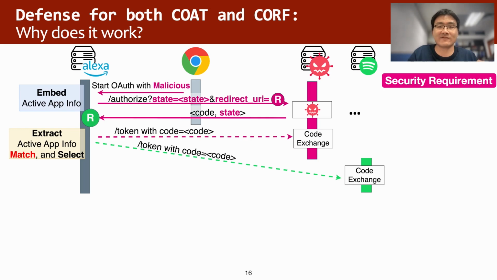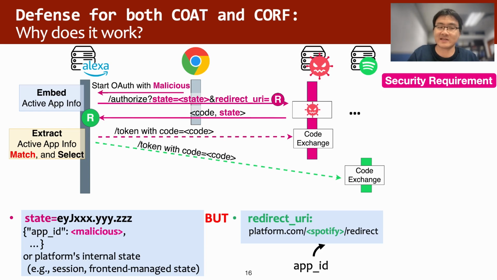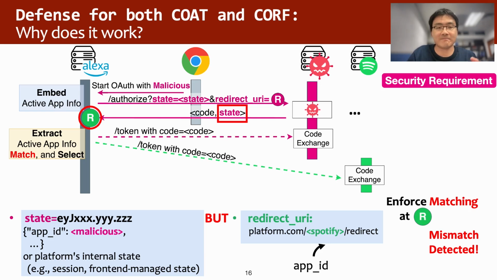Why would it be an effective approach? Because now in the event of a code or core attack, the state parameter would indicate that of a malicious app's identifier, but the URI would indicate the benign app. So this app ID mismatch would make the attack detectable by the platform. So yeah, mismatch detected. This is actually an important security requirement, and at a high level, this will ensure that the app that starts OAuth would also end OAuth.